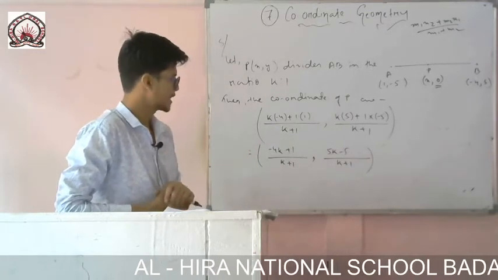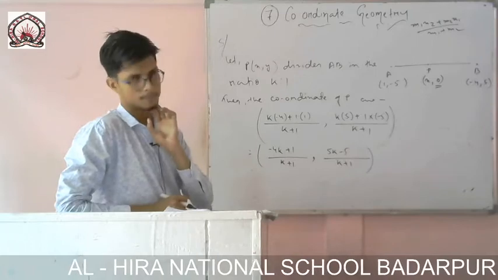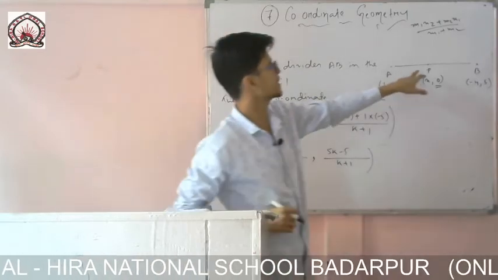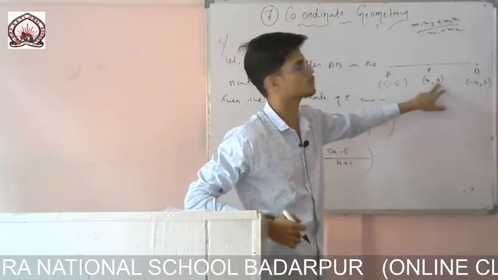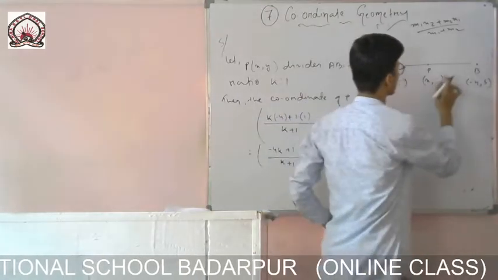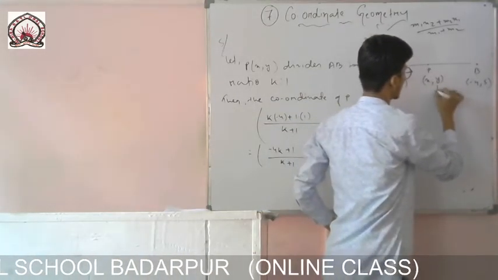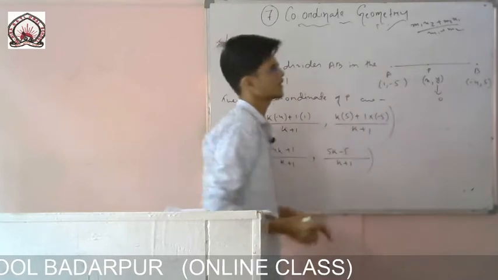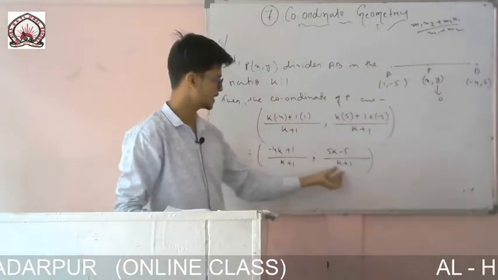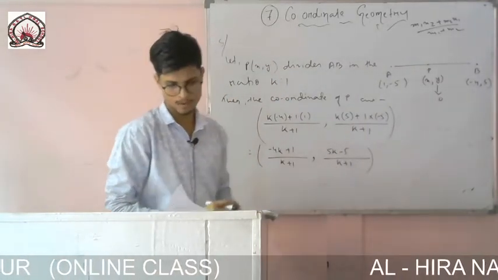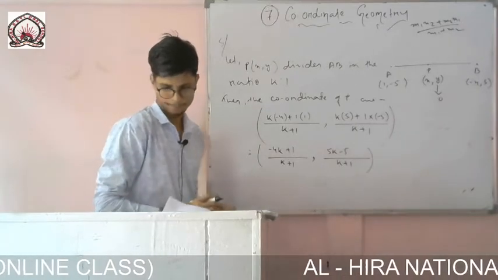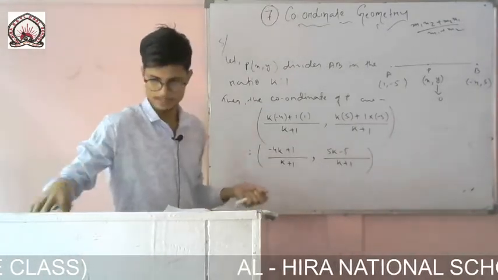But now you see, we know that the point P lies on the x-axis. Given this point lies on the x-axis, that means this coordinate is equal to 0. The value of this coordinate will be equal to 0. So I can write that y will be equal to 0. So from there I will get the value of k.